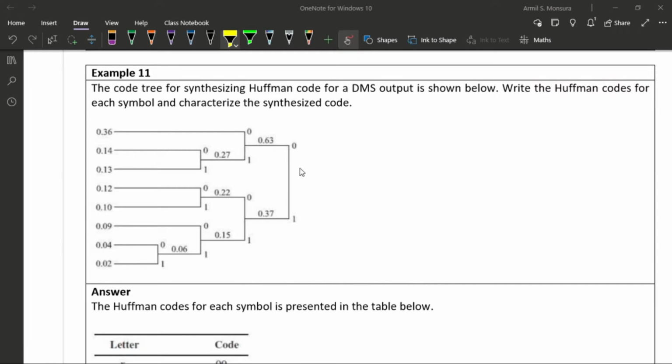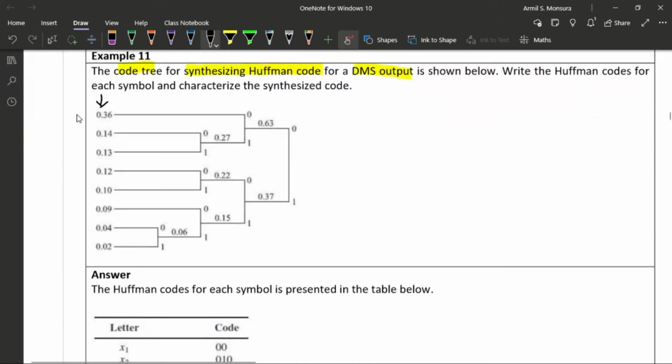Now let's take a look at example 11, in which we are given the code tree for synthesizing the Huffman code for eight symbols. What was given here are the probabilities, so we don't know what the letters are. Let's just assume that they are X1, X2, X3, X4, X5, X6, X7, and X8. Take a good look at the code tree.